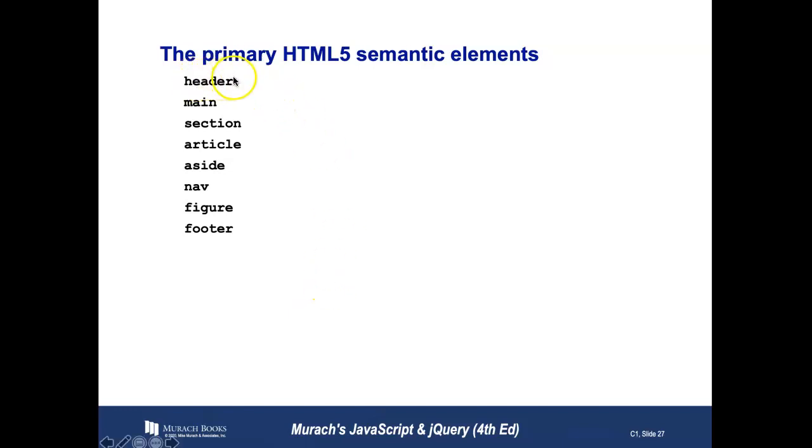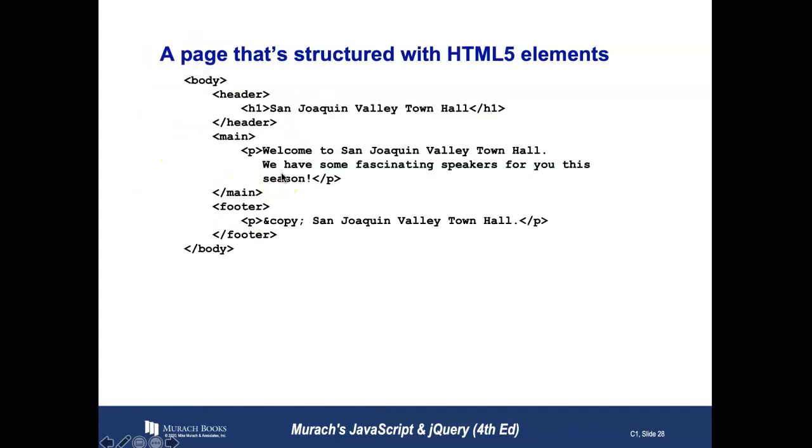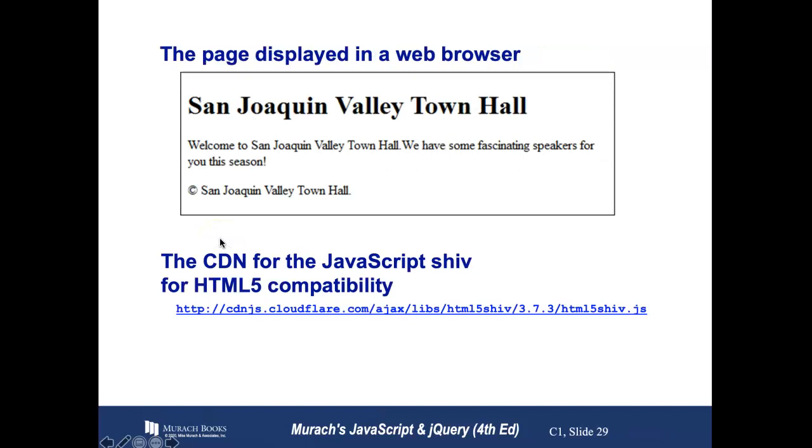These are the primary HTML5 semantic elements. Semantic meaning that they carry meaning to search engines, screen readers, etc. Figure for images, the footer, the header, the main, section, article, aside, nav. I expect you guys to know that from WebD 152. And this is an example of a page that's structured with those elements. You've got your header, main, and footer. And this is a page displayed in a browser.